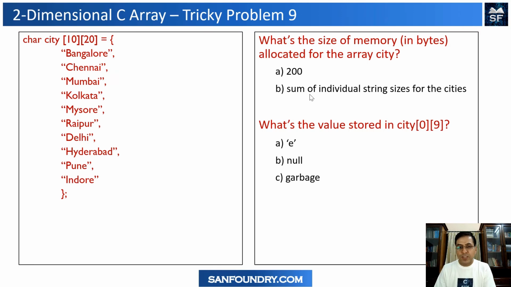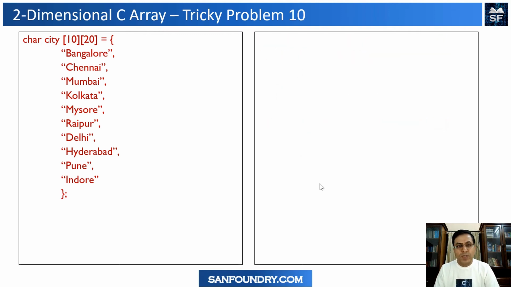This is slightly more interesting. What's the value stored in city[0][9]? We are talking about the 0th index, at this time Bangalore, because this is the index number 0. So 9, right? You have to really count it: 1, 2, 3, 4, 5, 6, 7, 8, 9. So this is what is our Bangalore as a string. So what value is stored in [0][9]: E, or null, or garbage? Pause the video, make a note of the answer, and then we will go into the lab to see the answer.